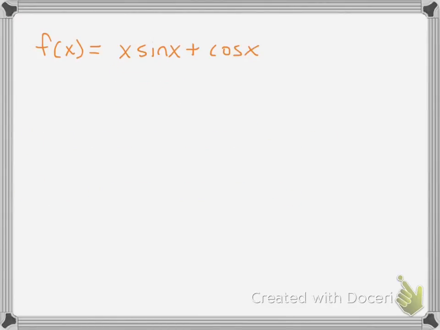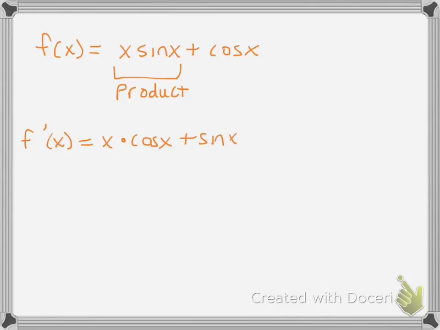Now we have a function x sine x plus cosine x. Now the x sine x part, that has to be your product rule. So we're going to go through it one more time. Take your first part, x times the derivative of sine x, which is cosine, plus your second times derivative of the first, minus, in this case now, it becomes a minus sign because the derivative of cosine is a negative sign, so I'm going to write minus sine x.